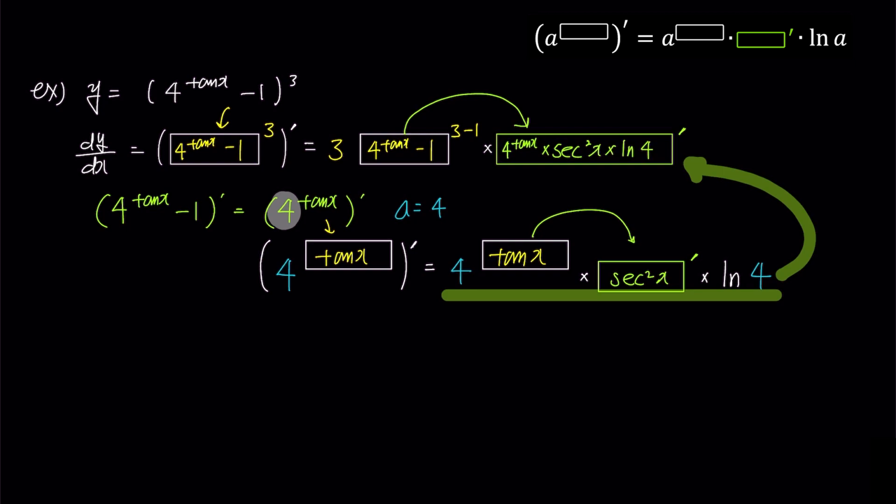Let's summarize the answer. dy over dx equals 3 times 4 to the power of tangent x minus 1, to the power of 2, times 4 to the power of tangent x times secant squared x times ln 4.